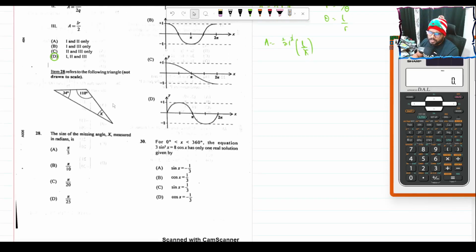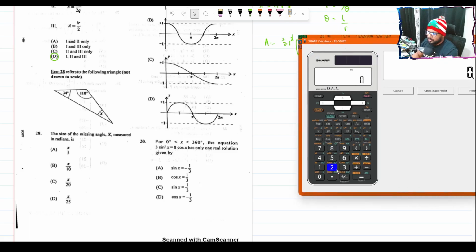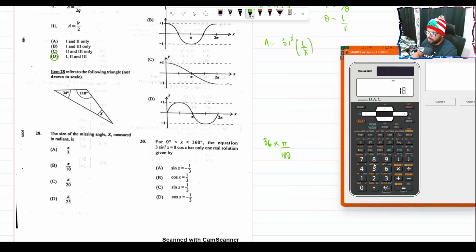The size of the missing angle in radians is, all right, 34 plus 110, 144. The missing angle in degrees is 36 degrees. And I had to multiply by pi over 180 to get my answer in radians. I'm just going to check how many times 36 goes into 180. It's 5. Pi on 5. A.